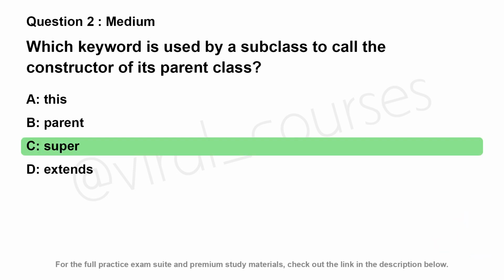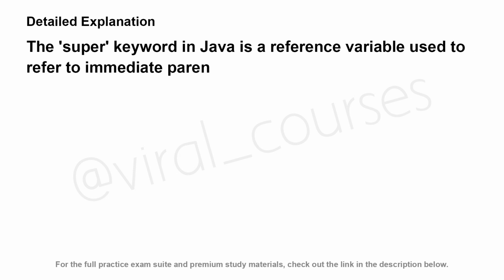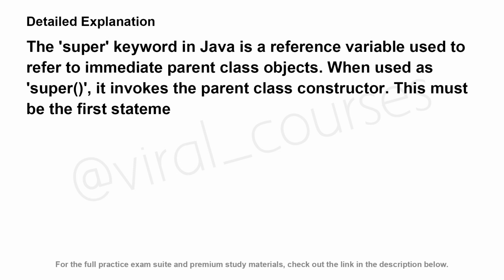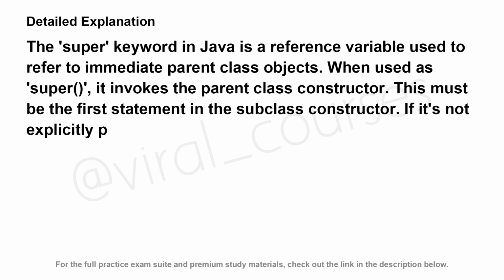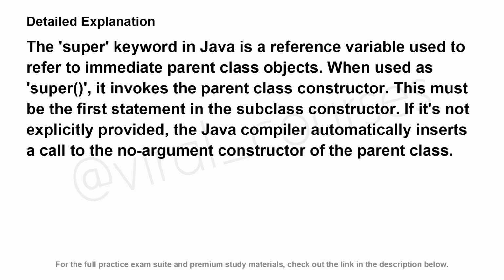The correct answer is C. The super keyword in Java is a reference variable used to refer to immediate parent class objects. When used as super(), it invokes the parent class constructor. This must be the first statement in the subclass constructor. If it's not explicitly provided, the Java compiler automatically inserts a call to the no-argument constructor of the parent class.